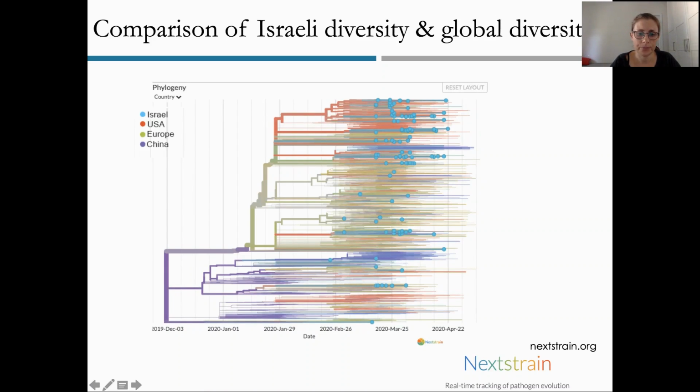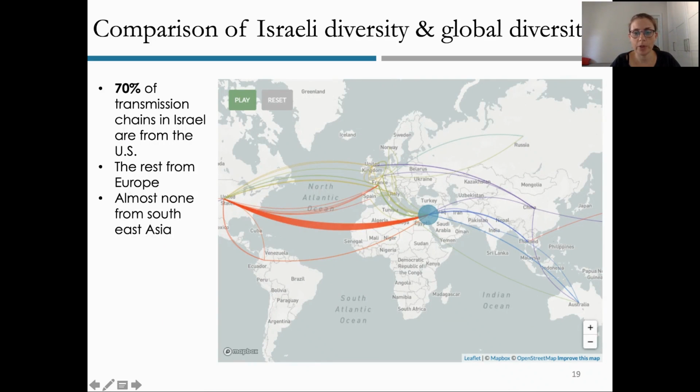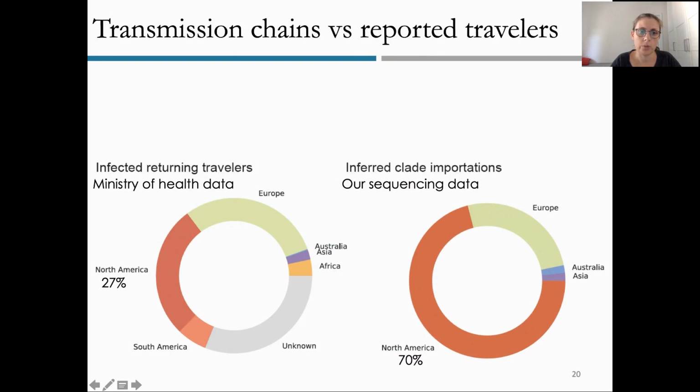This was very surprising. When we put them on the map, we found that 70% of transmission chains in Israel are from the United States. The rest are from Europe and almost none from Southeast Asia. We were originally very surprised by this, and we thought it might have to do with incoming travel patterns from the United States, but this turned out not to be true. The Ministry of Health has reports on how many infected returning travelers there are, and only 27% of infected returning travelers are from North America, whereas our data infers 70% of what we called clade importations coming from the United States.